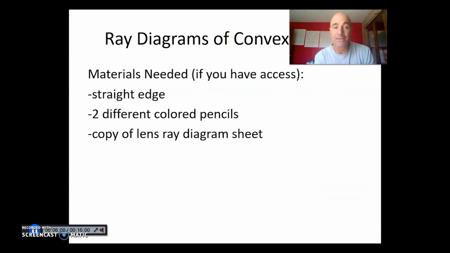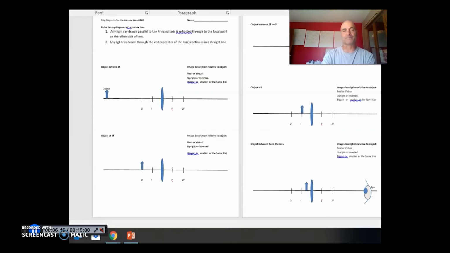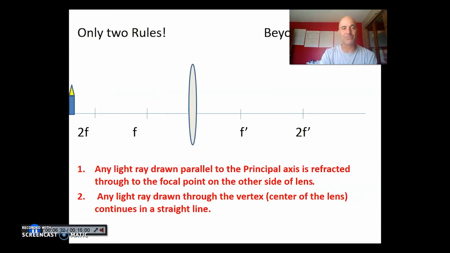So for this activity, you'll need a straight edge like you did for the mirrors, and 2 different colored pencils would be great. And of course, a copy of this handout. Okay, so let's jump right into it. When you're doing ray diagrams of lenses, there's only 2 rules. So this one's a lot easier.